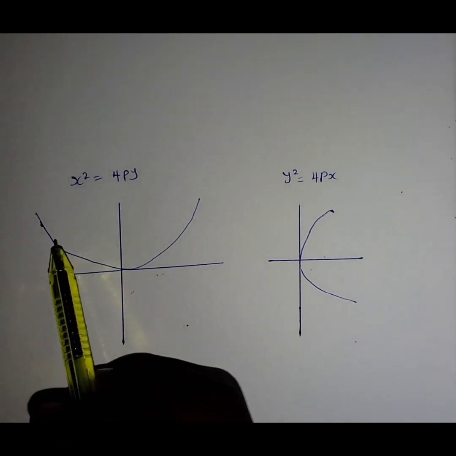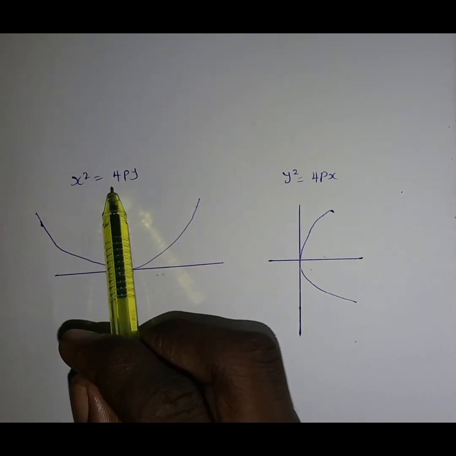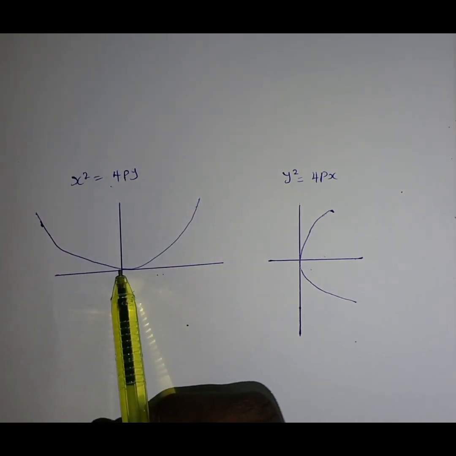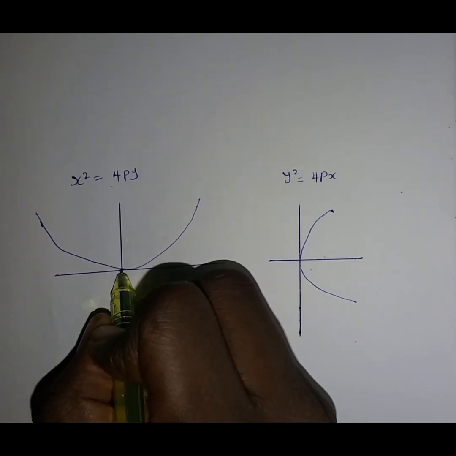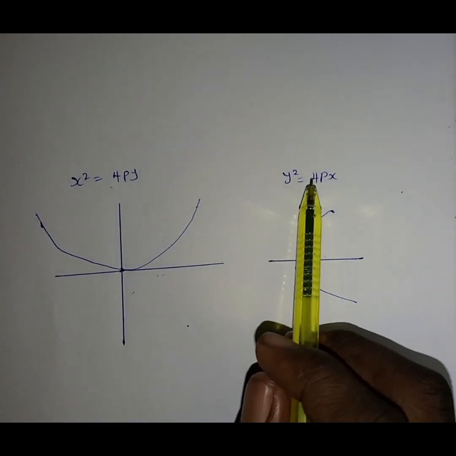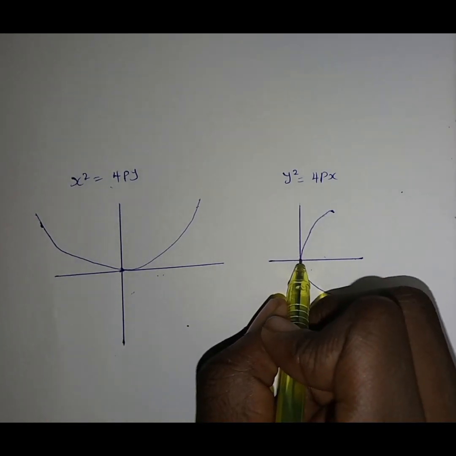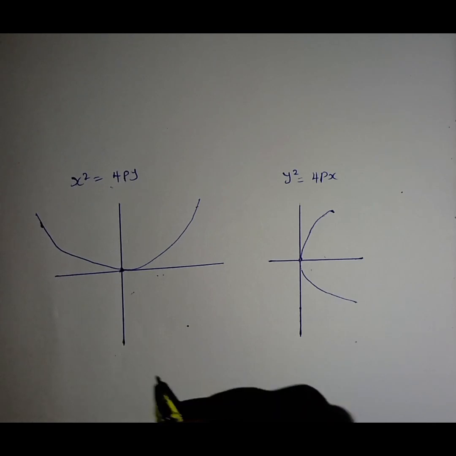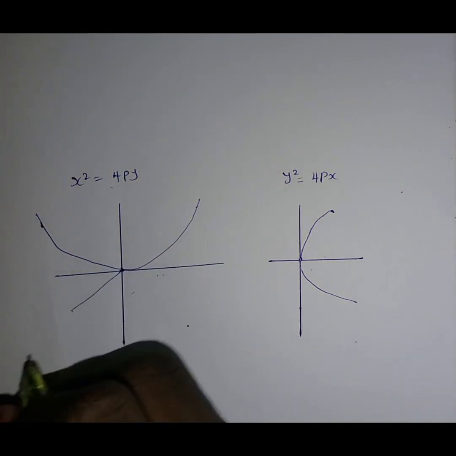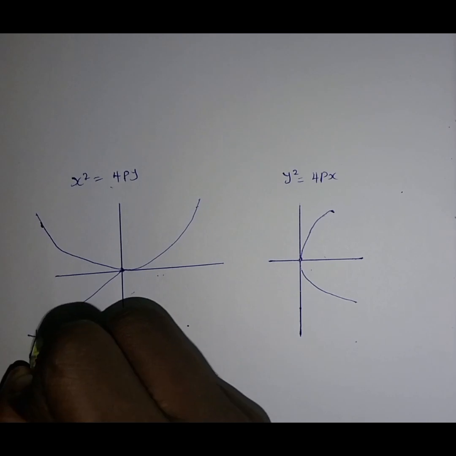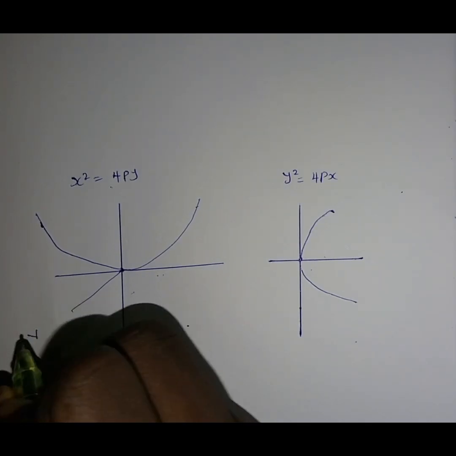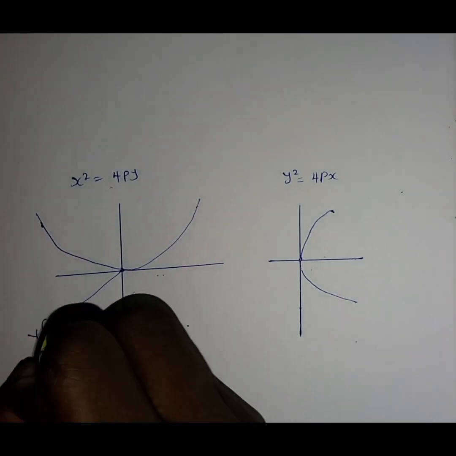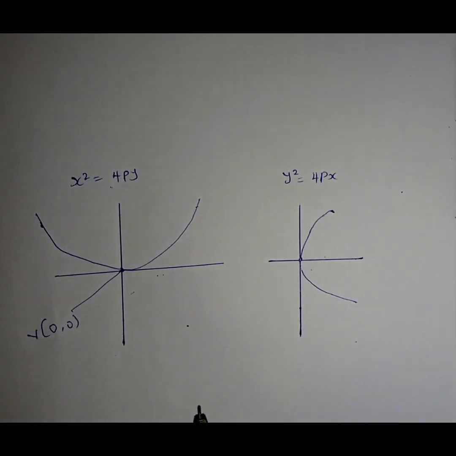This parabola you're seeing here is formed by this equation when it's at the origin. Are we together? Now there are other things we need to know about a parabola very well. This origin is called the vertex, which I'll represent with V, and it is (0, 0). Please take note of this.